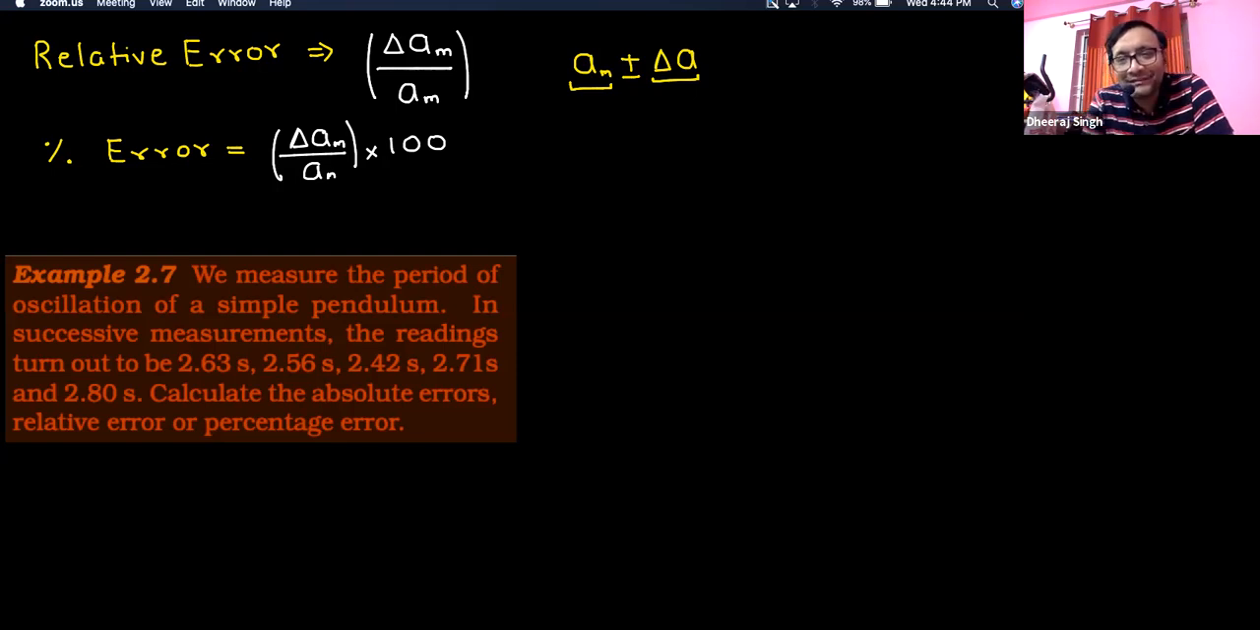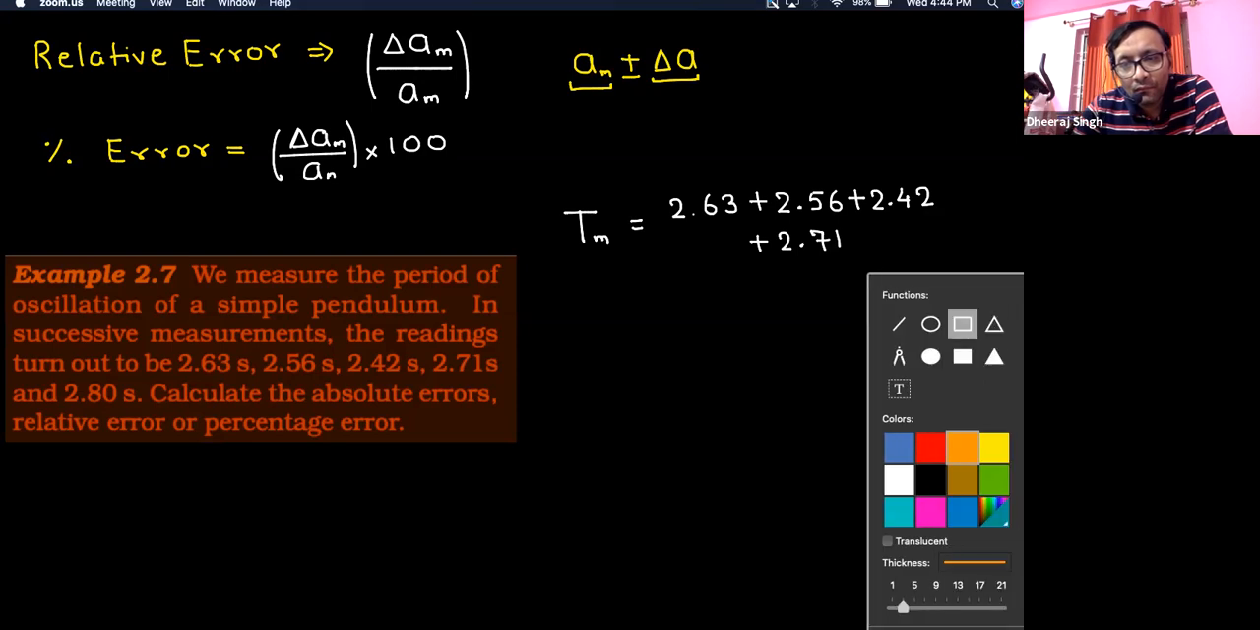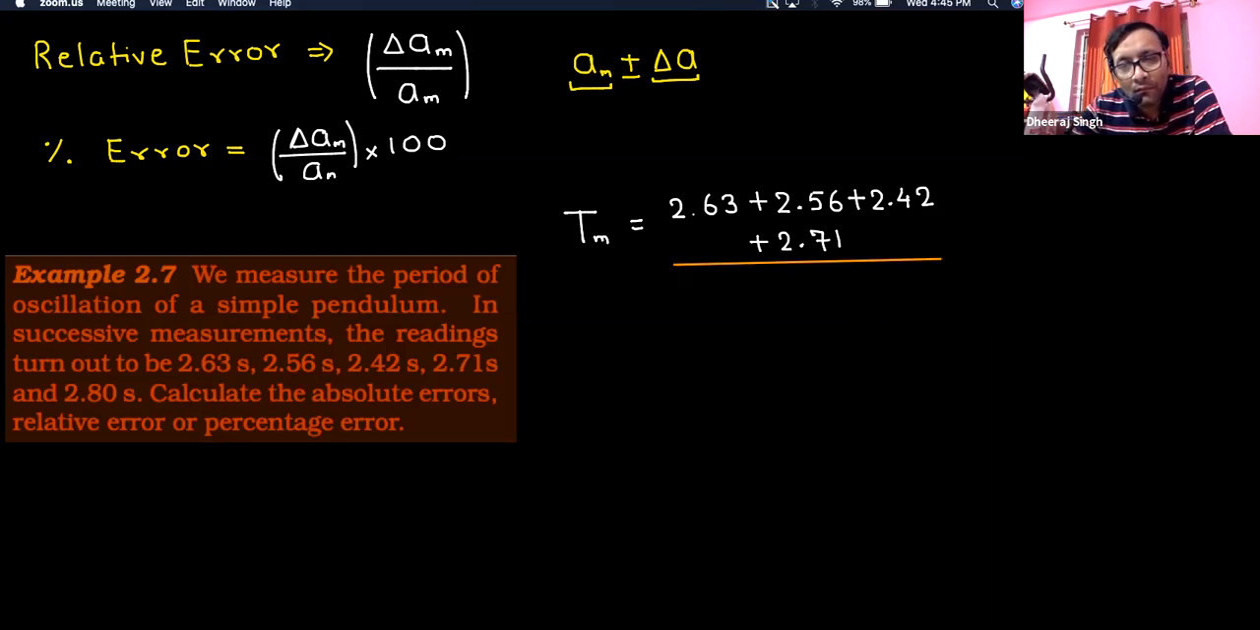Okay, acha. Anybody got the true value? The mean value of the readings. 2.624. 2.624 seconds. Correct. Oh, there is 2.8 also.